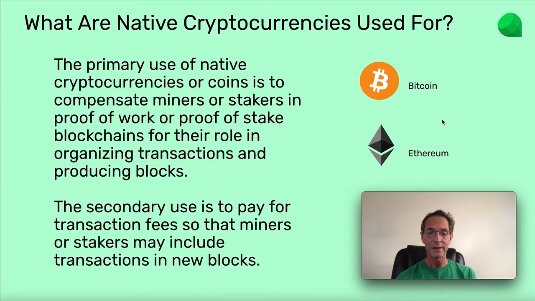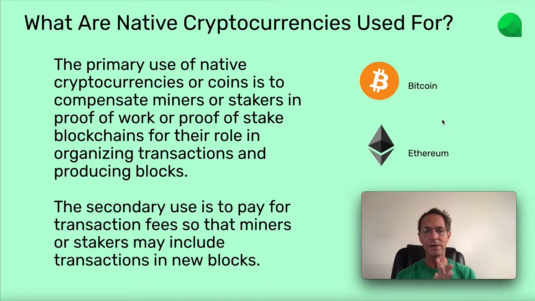Then there's a secondary use. The secondary use is to pay for transaction fees so that miners or stakers may include transactions in new blocks. The process, both in proof of work and proof of stake blockchains, is that transactions are distributed in all the nodes in the network. So this means that either miners or stakers receive also these transactions, and these transactions have a fee for them to include them in a block.